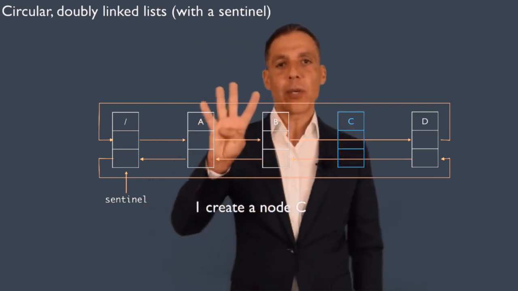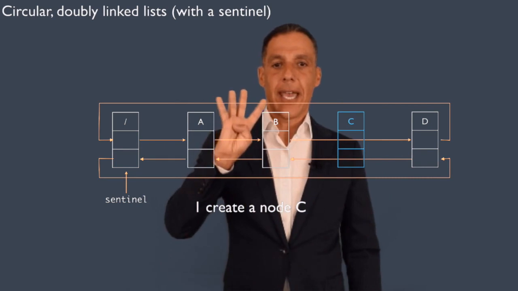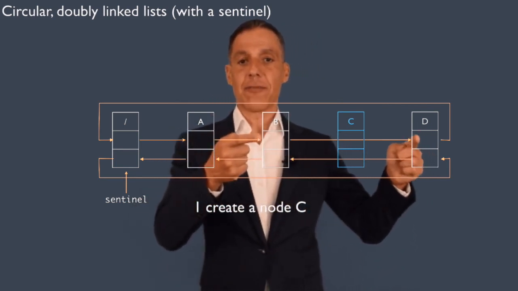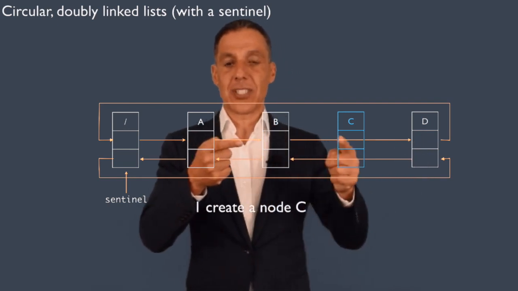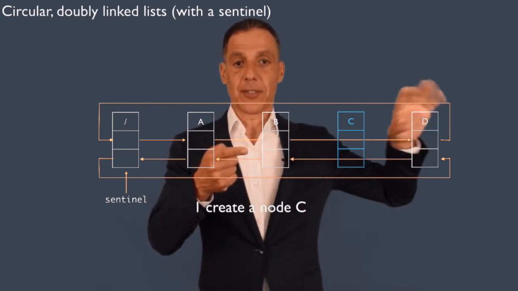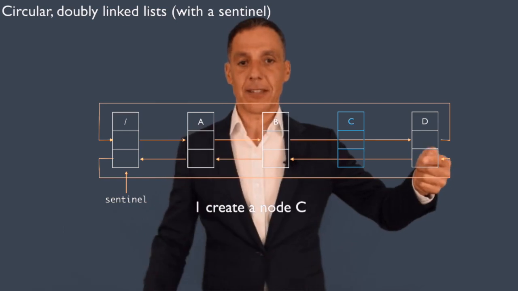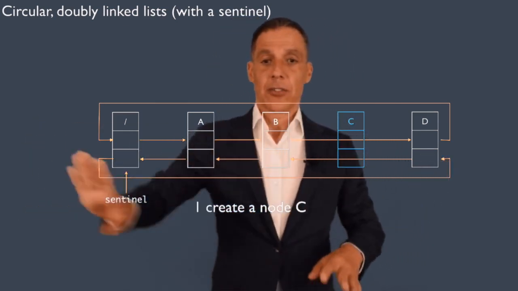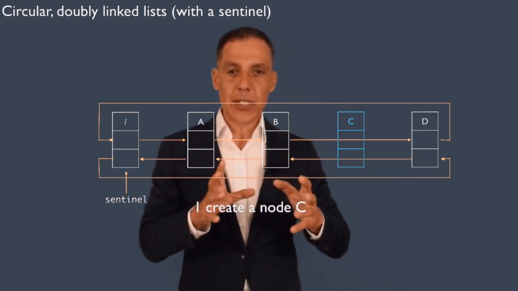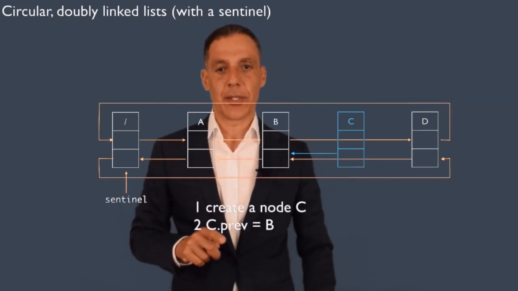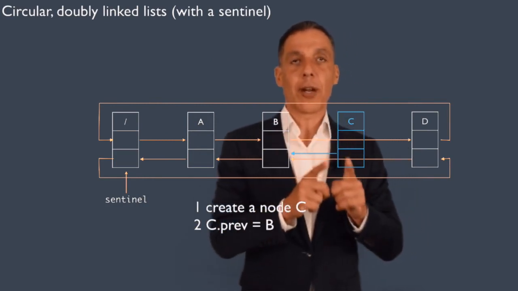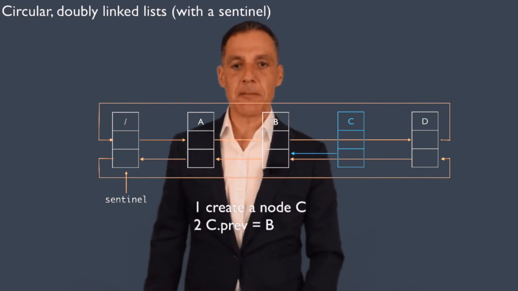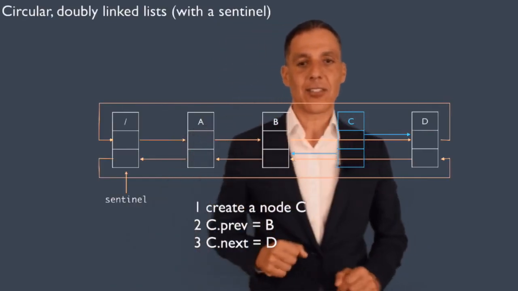So there are 4 rewirings that I have to do, and we have to do them in order, right? So, for example, if I take the next of B and I connect it to C, I've lost D. It's fallen off. Similarly, if I take the previous of D and I connect it to C, I don't know who's there. So we have to be a little careful about the order we do this in. So here's the order we're going to do it in. I'm going to wire up C to its neighbors. I'm going to say C.previous equals B. I'm going to say C.next is equal to D.